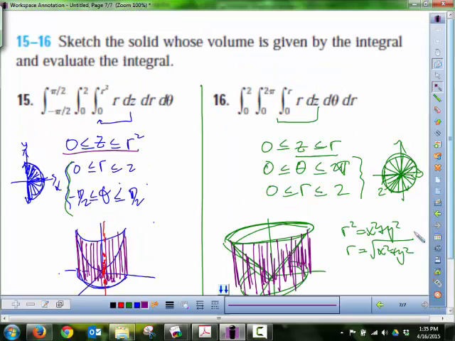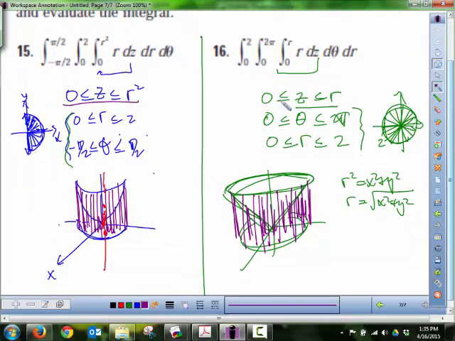If it was a top, then your lower limit would be r, and then your upper limit would be something else, probably a number bigger than 1, or bigger than 0. Okay? So you need to be able to manipulate through these limits for cylindrical coordinates.